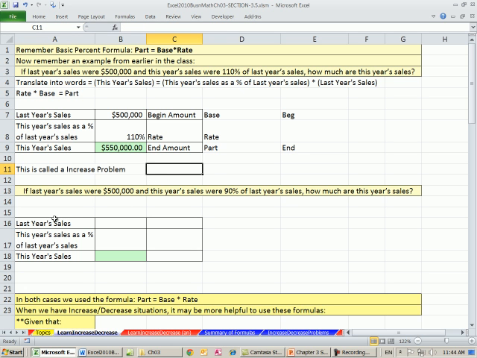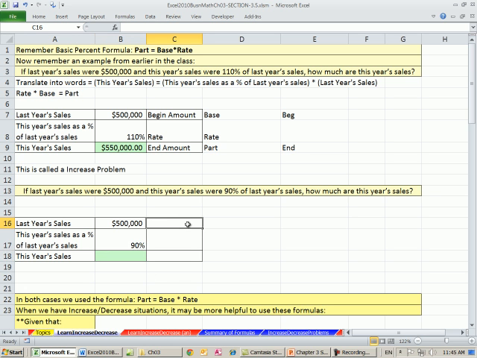All right, now let's look at another example. If last year's sales were 500,000 and this year's sales were 90% of last year's sales, how much are this year's sales? All right, let's just come down here. Last year's sales, okay, 500,000. Enter. The rate is going to be 90%. Now notice as soon as I type, it's already been pre-formatted, so I know I can type 90%.